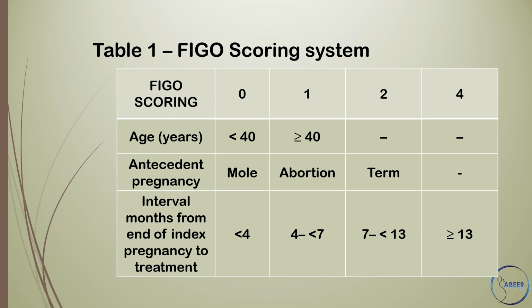Interval in months from end of index pregnancy to treatment: less than 4 is 0. 4 to less than 7 is 1. And 7 to less than 13 is 2. And greater than or equal to 13 has a score of 4.